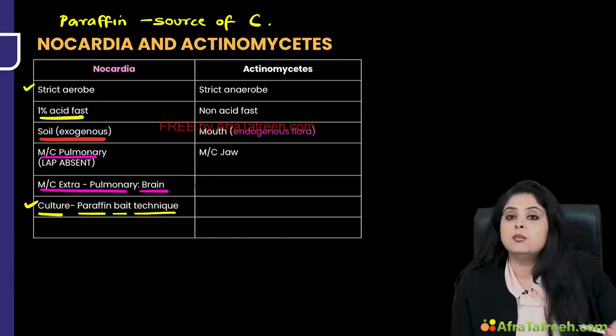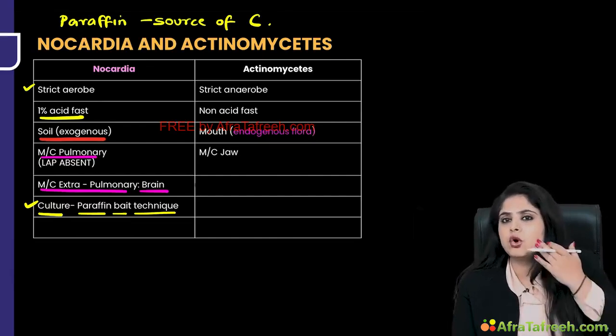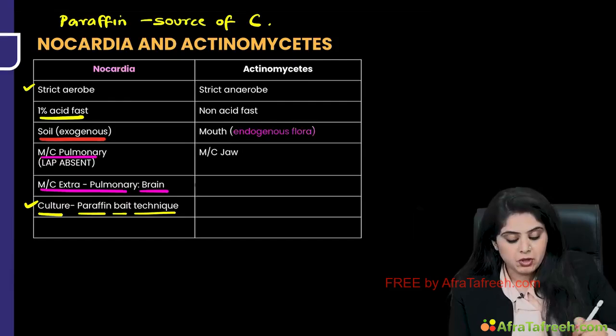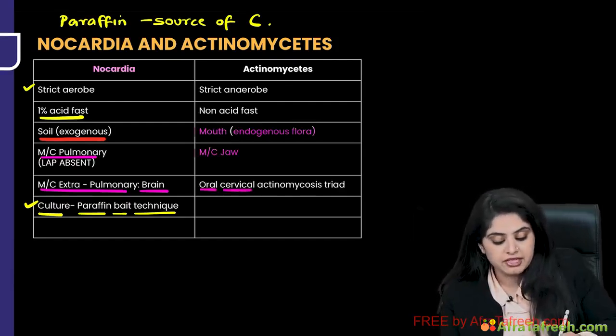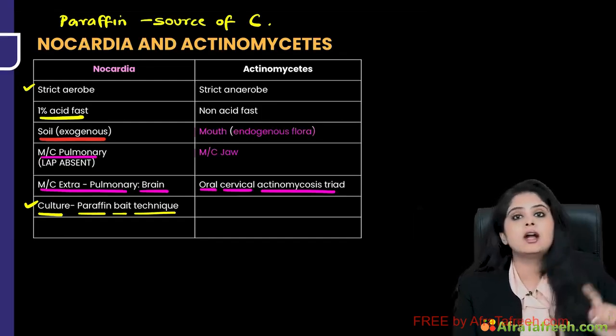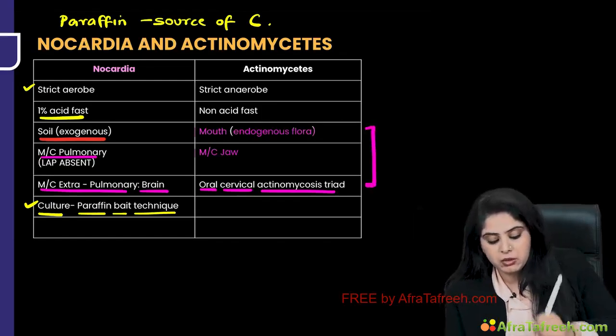Please note, Actinomyces can be in many places, starting from the jaw to the thorax to the abdomen to the pelvis, everywhere possible. But because it's most commonly in the mouth, the most common location is the jaw, and that is known as oral actinomycosis. Means there is involvement of the oral cavity, and cervical lymphadenopathy is there. So lymphadenopathy occurs in this. Nocardia had no lymphadenopathy.